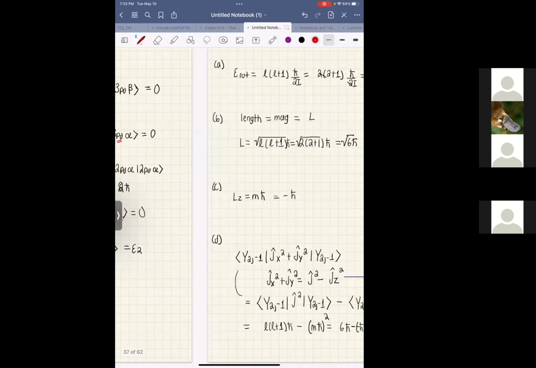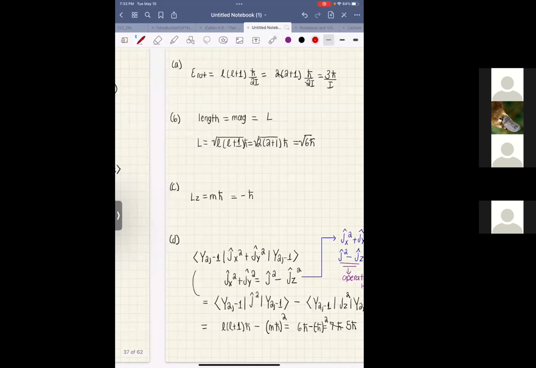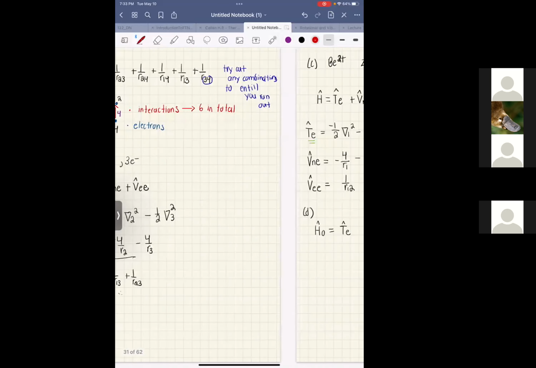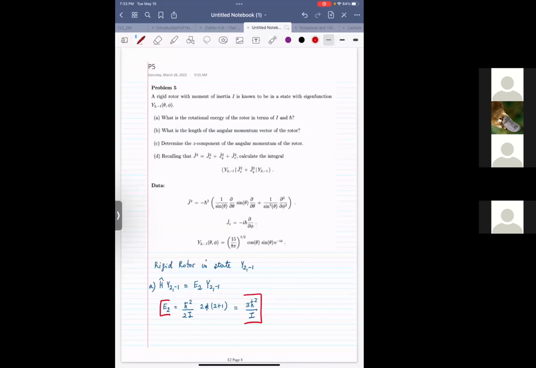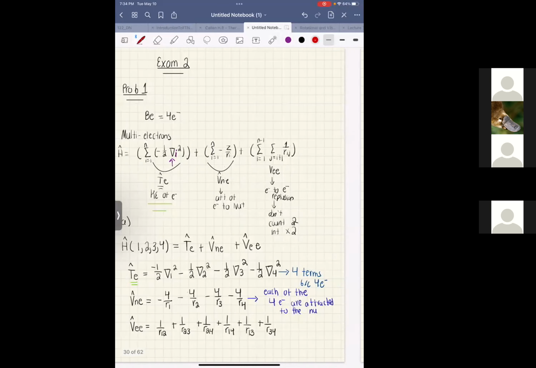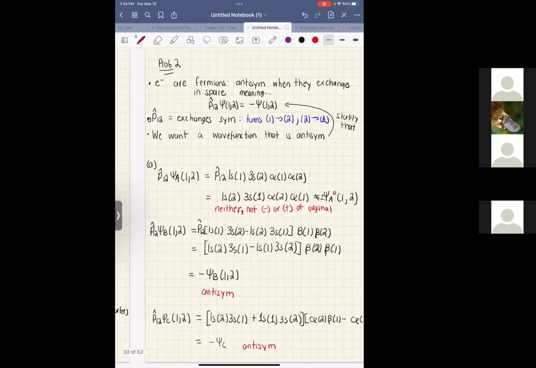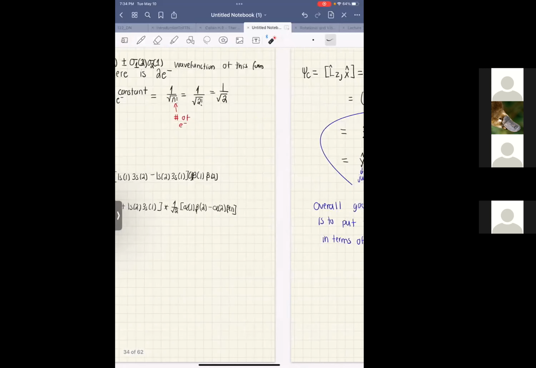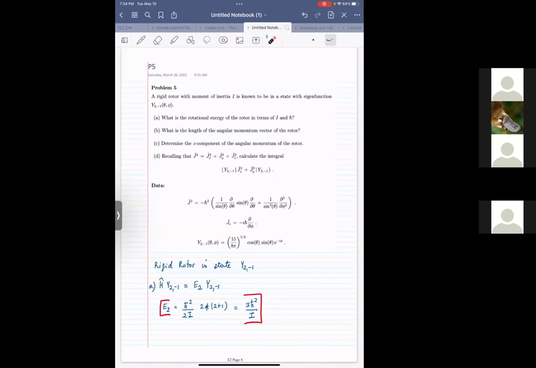Okay, so the next part is asking, let me pull up the question. Last part. Okay, so a rigid rotor with moment of inertia I is known to be in a state with eigenfunction Y2 negative 1. What is the rotational energy in terms of I and h bar? So from this, the rotational energy can be found using this equation. You just plug in what L is equal to, which would be the first number shown here, which would be equal to 2.